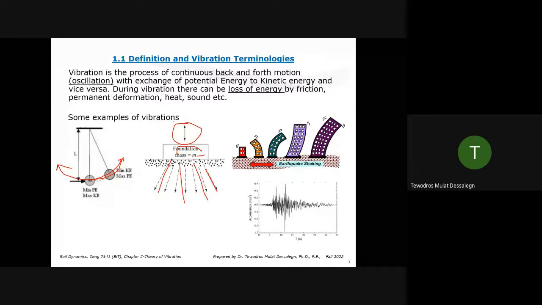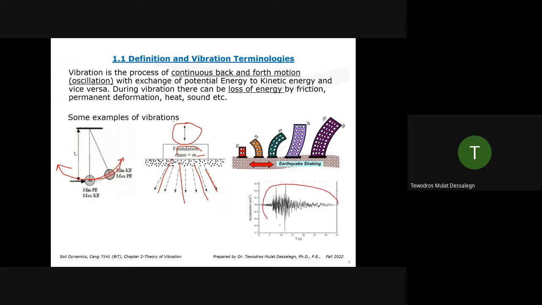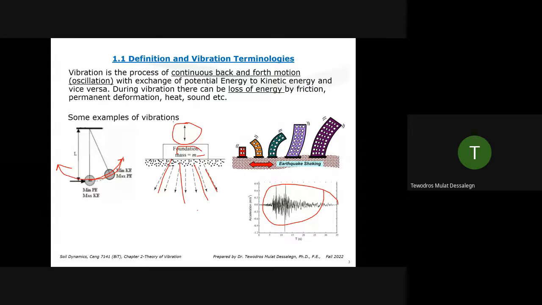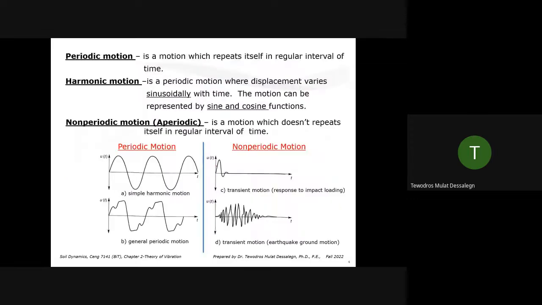You can have ground shaking and buildings responding to it, like a seismic input, like this. Or it can be a vibration caused by wind. There can be numerous examples of vibration, but generally any oscillation, back and forth motion, whether it's regular or irregular, that's what we call vibration.